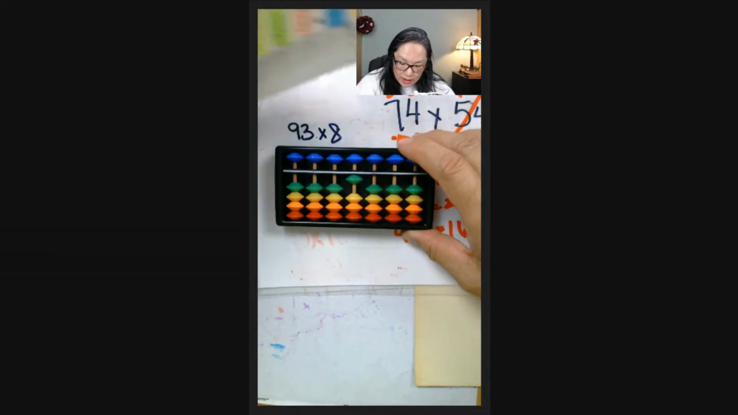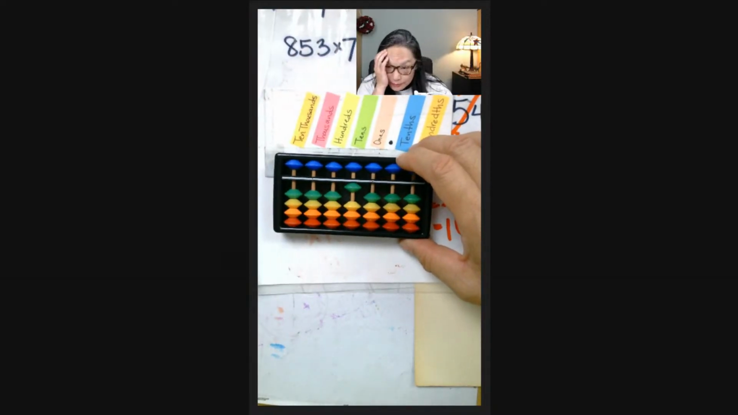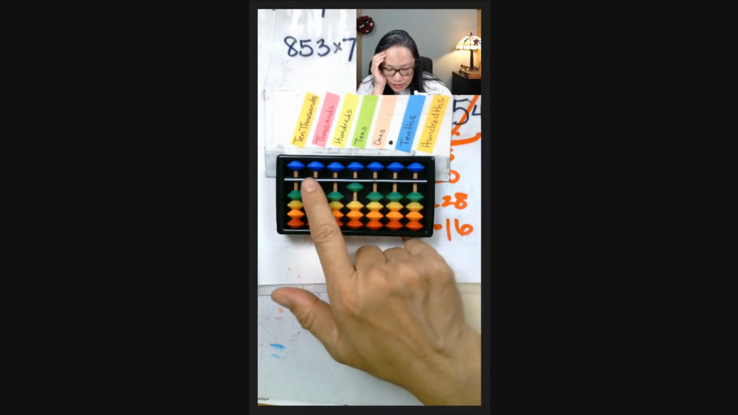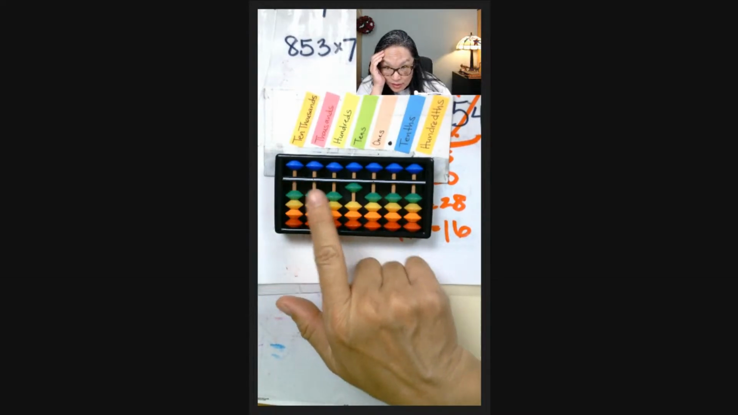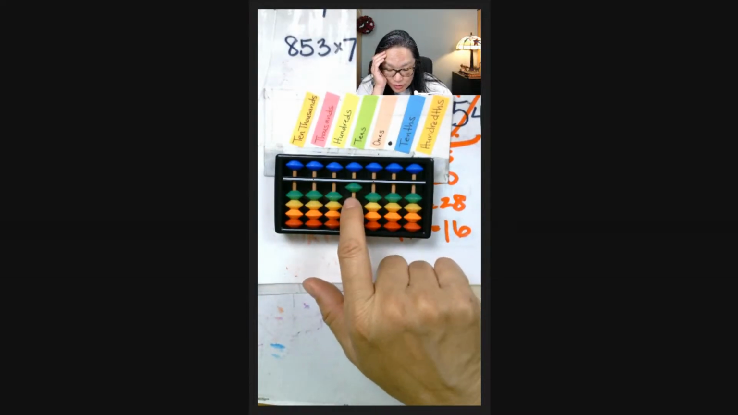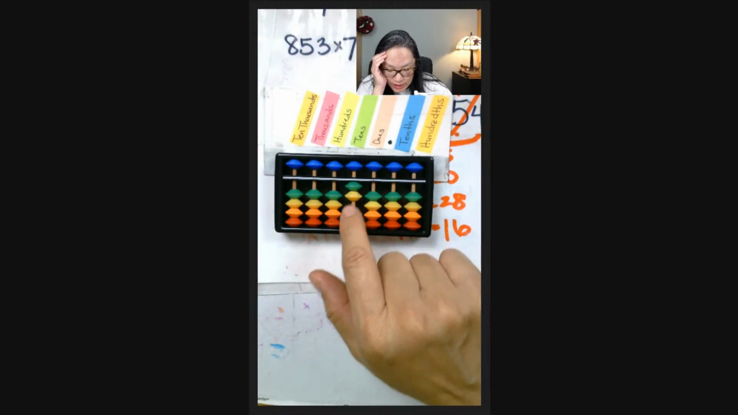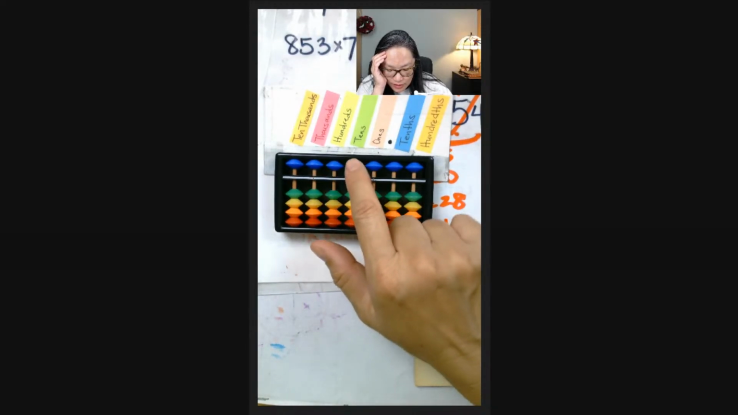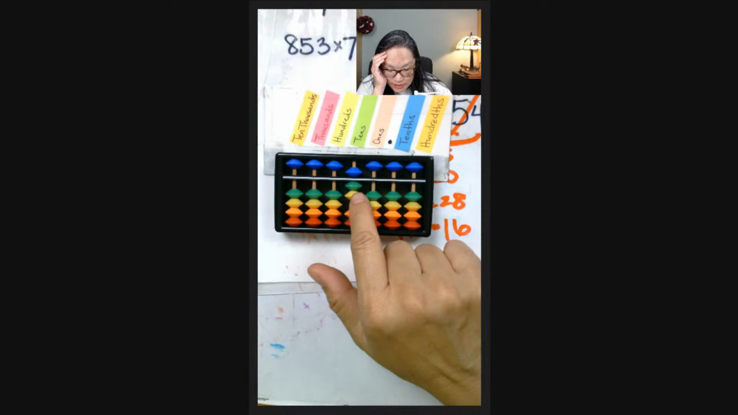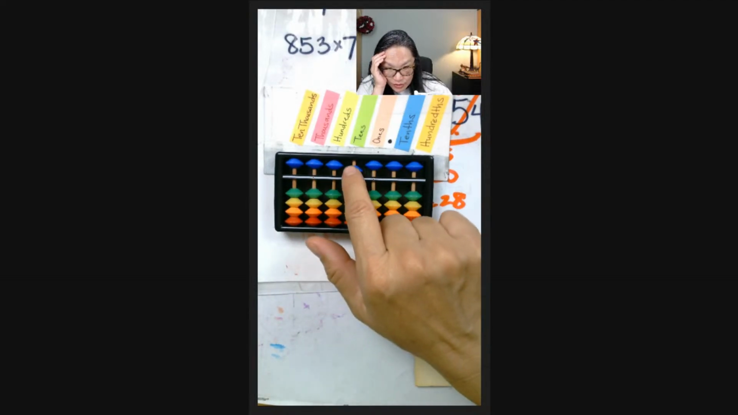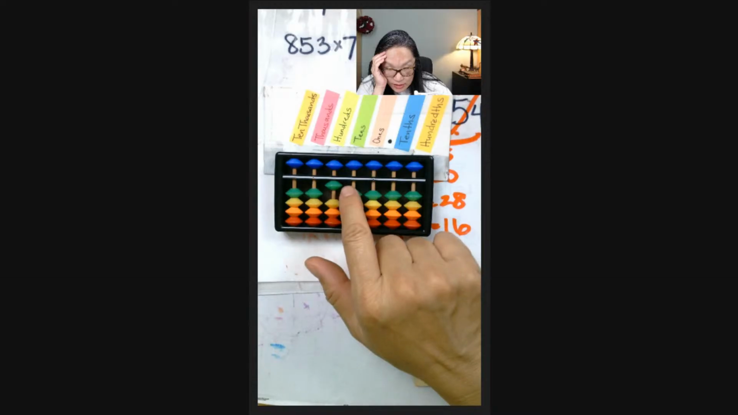10 looks like this. How do I know? Because every column is a place value. We have our ones, tens, hundreds, thousands, 10,000s. This is 10. So now we can count by tens: 10, 20, 30, 40, 50, 60, 70, 80, 90. After 90, we can do 100.